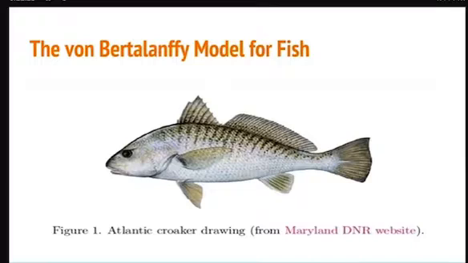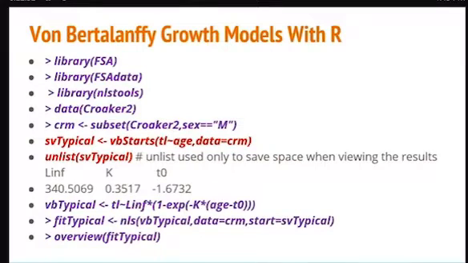Now, let's look at the animal we want to focus on. Oh, this is beautiful. You can see that, right? This is an Atlantic croaker from Maryland, taken from the Maryland DNR website. Okay. Now, you know what I'm going to walk you through now. When we have a data set on fish, how can we fit the Bertalanffy growth model? I'm going to walk you through this now.